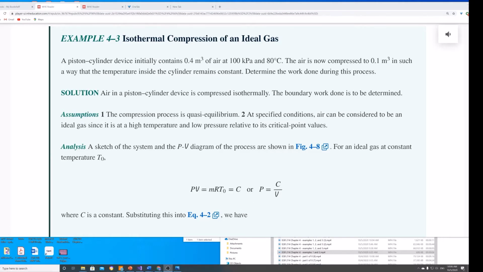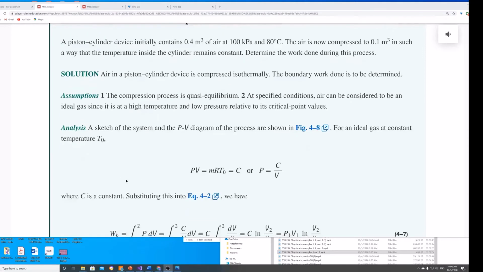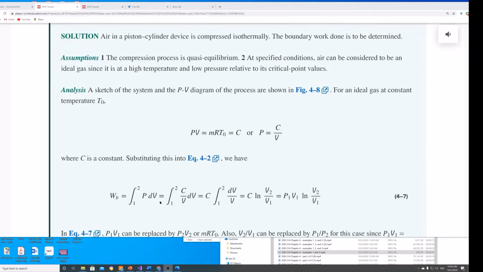We can also, taking PV, say pressure is equal to this constant divided by the volume. We can also make that substitution. So here's our equation for boundary work, our general equation. Then we make the substitution for the pressure, so we put in C over V. And then we can pull out C, of course, because it's a constant. Now you can see the form of our integral, dV divided by V.